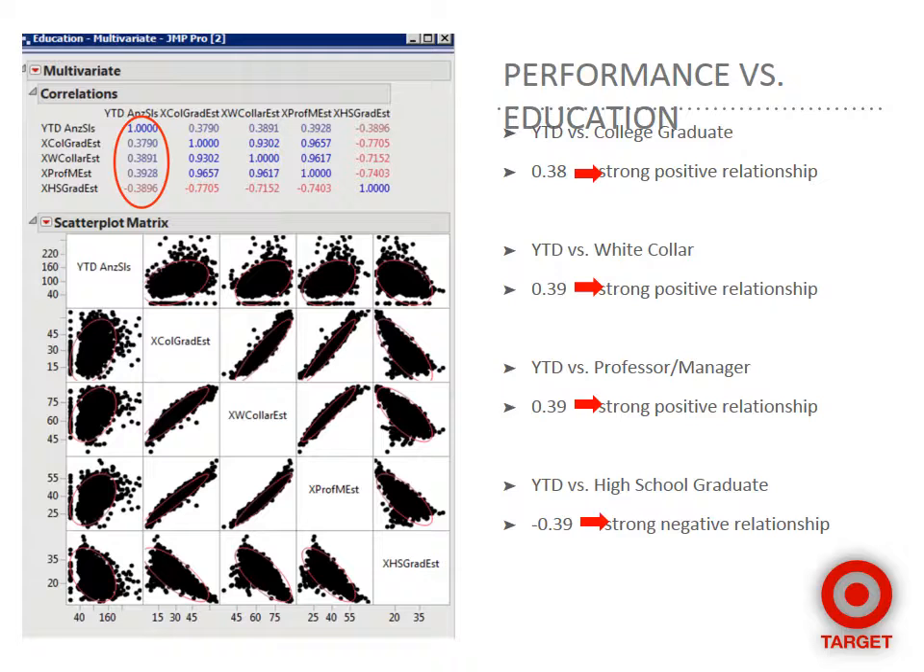As you can see here, for revenue versus college graduate, the correlation is 0.38, strong, right? With white collar, the correlation is 0.39, strong positive. And with professor or manager, the correlation is also strong, 0.39. But let's look at revenue versus high school graduate. It's negative 0.39. So we say there's a strong negative relationship between store performance and high school graduation level.